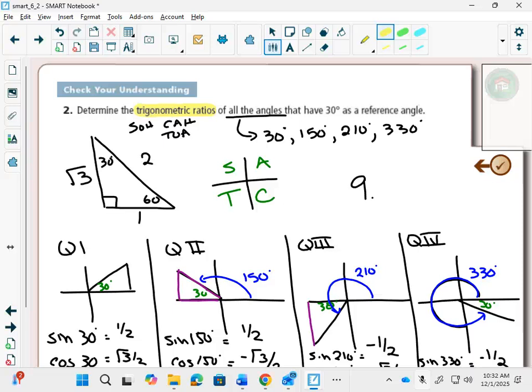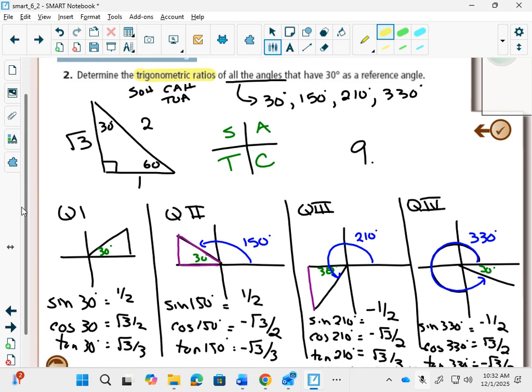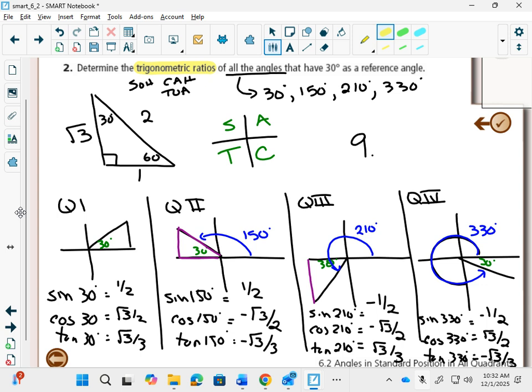Determine the trig ratios of all the angles that have 30 degrees as a reference angle. So you have to do all of this: quadrant 1, quadrant 2, quadrant 3, quadrant 4. If they have a reference angle of 30 degrees, you'd have 30, 150 would have 30, 210 would have 30, and 330 would have a 30-degree reference angle.